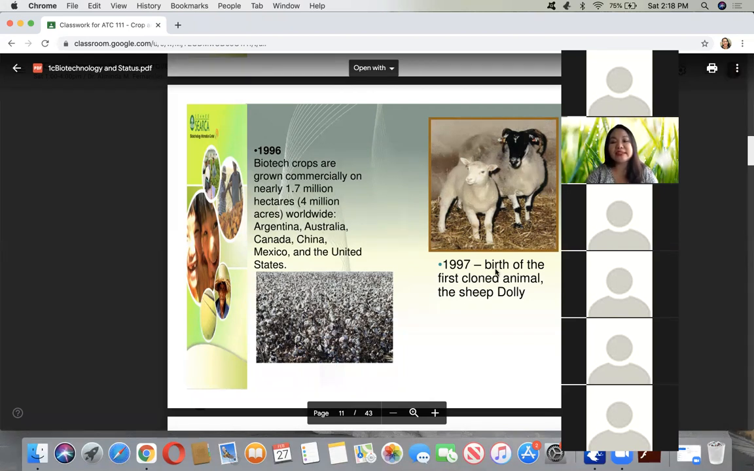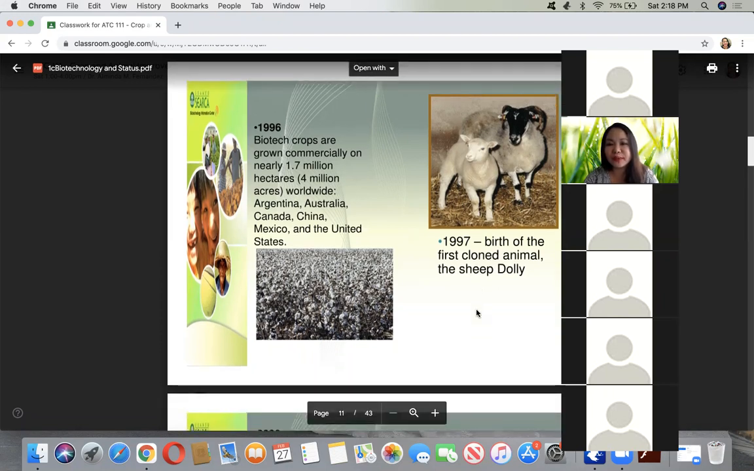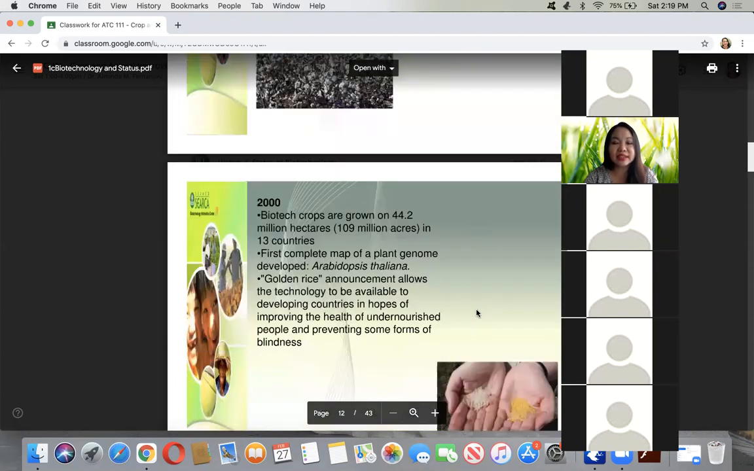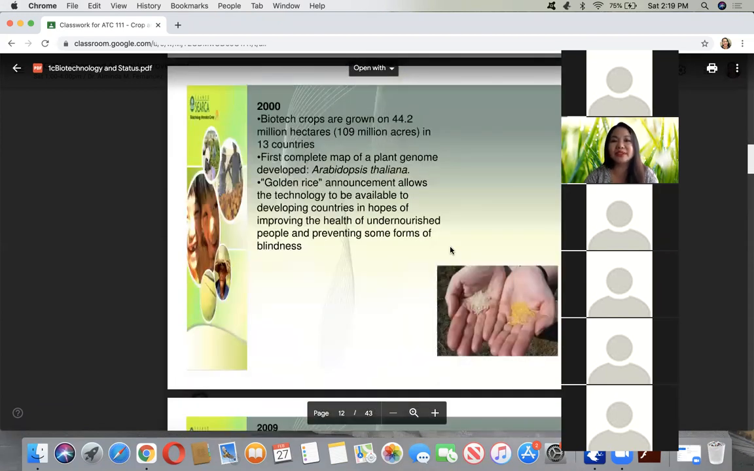In 1997, also the birth of the first cloned animal, Dolly the sheep. Much of the descriptions and information about these GMOs will be discussed in the next chapters. So we'll be just talking about the timeline or development here.